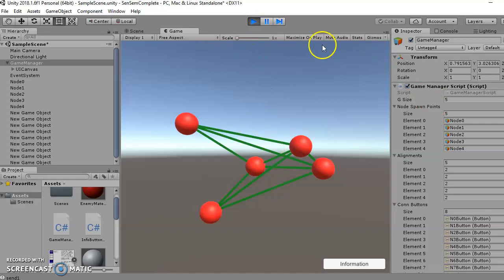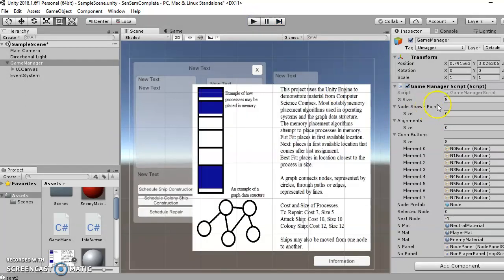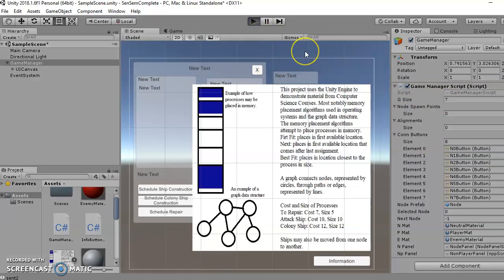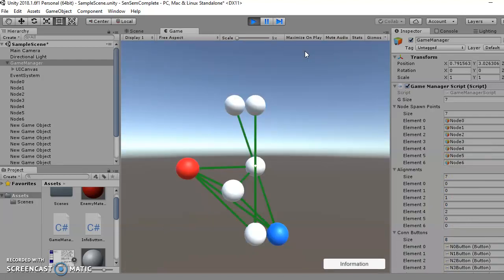And that was with a graph size of 5. Let's try running it at 7 to see it with 7 nodes. And here we see 7 different nodes in a more complicated graph. And if I just let this run on its own, eventually the AI will also take over this one.